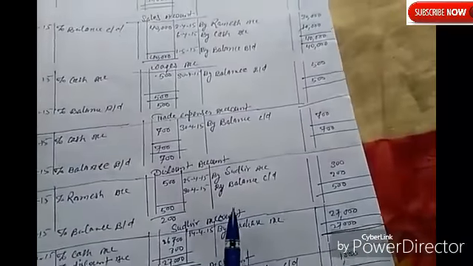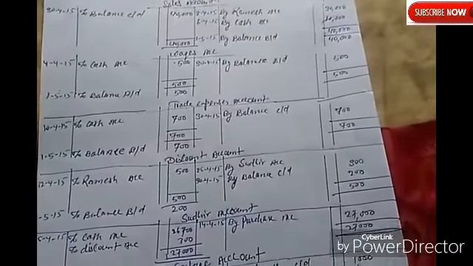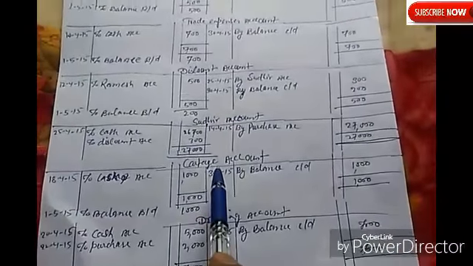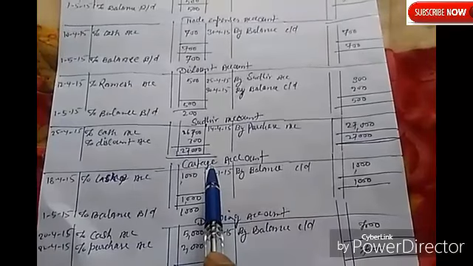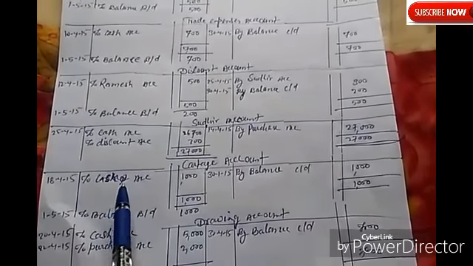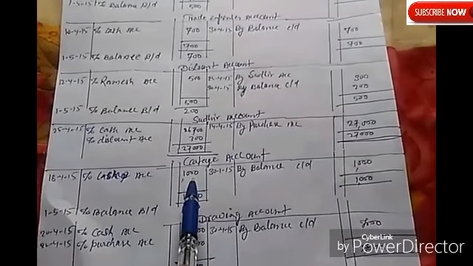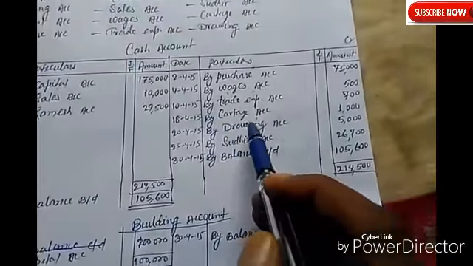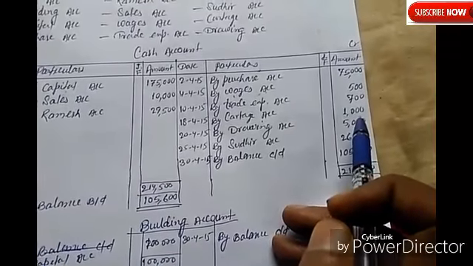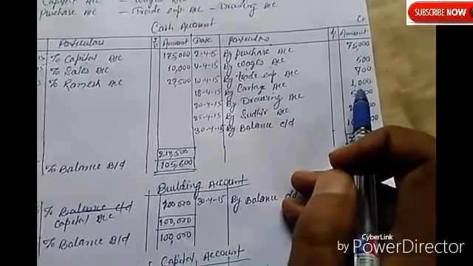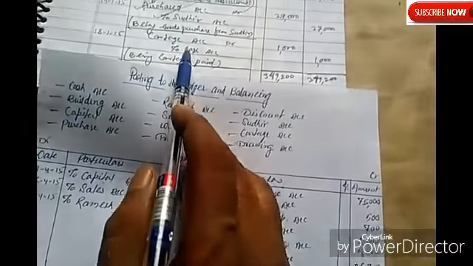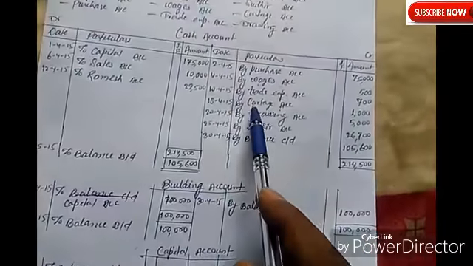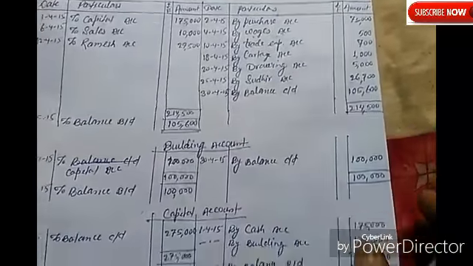Now see cartage expenses account debit to cash account. We will create one more account, the cartage account. So the cartage account is a debit to cash. So here we will write the cash account 1000, and in cash it will be by cartage account 1000, because cash is on the credit side. That's why we will write by cartage account 1000.